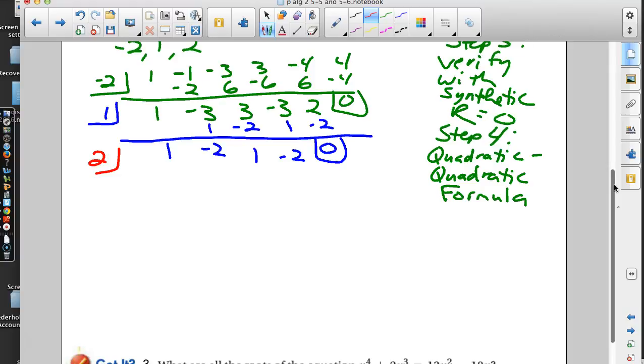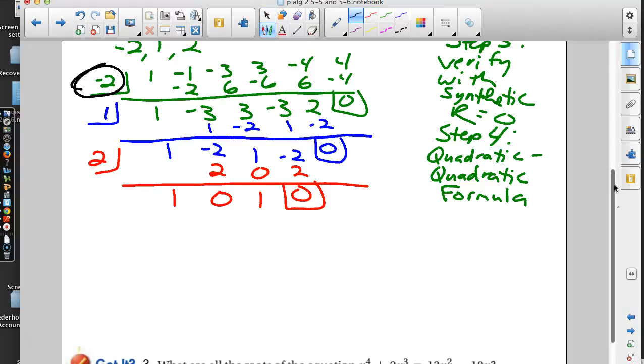Anybody need more time before we do the last number here? All right, so let's synthetic this 2. Bring down your leading coefficient. Remember, outside the box, multiply. Inside the box, add. Did we punch it in right? Must have. They're all 3 working. So here is 0 number 1, 0 number 2, 0 number 3.